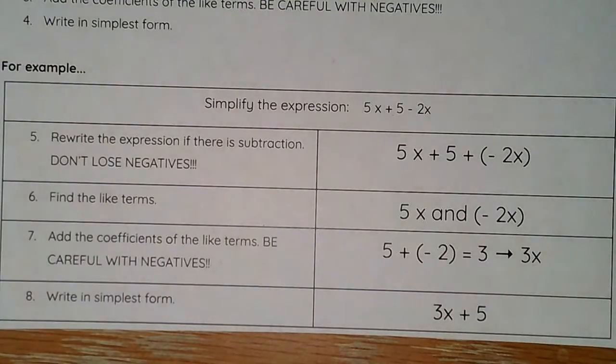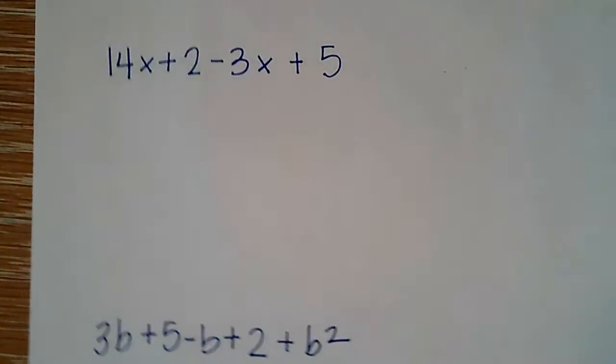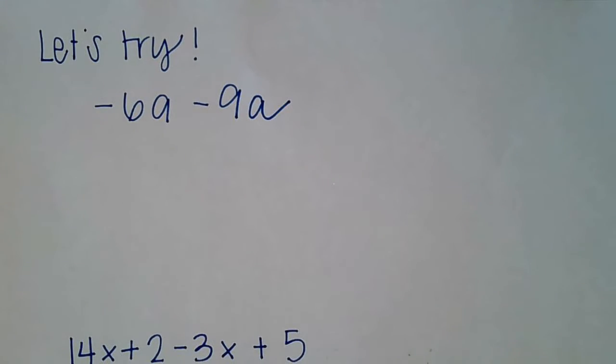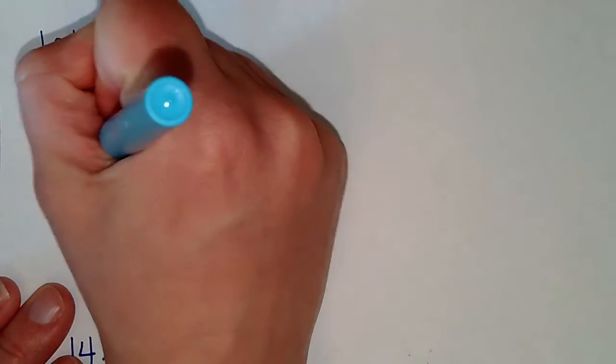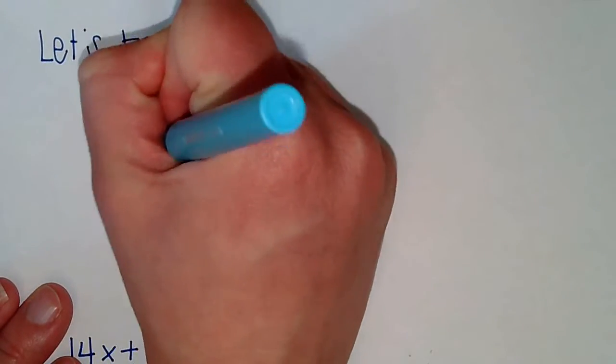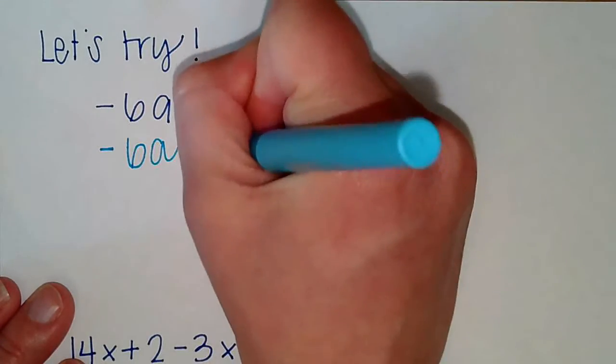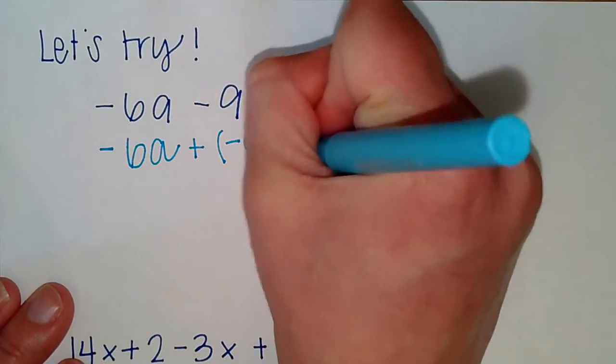Let's try a couple of different problems here. We'll start with this one, negative 6a minus 9a. My first step is to rewrite the expression if there is subtraction. We do have subtraction, so I do need to rewrite. My negative 6a stays the same, but this needs to turn to addition of the opposite, which is negative 9a.